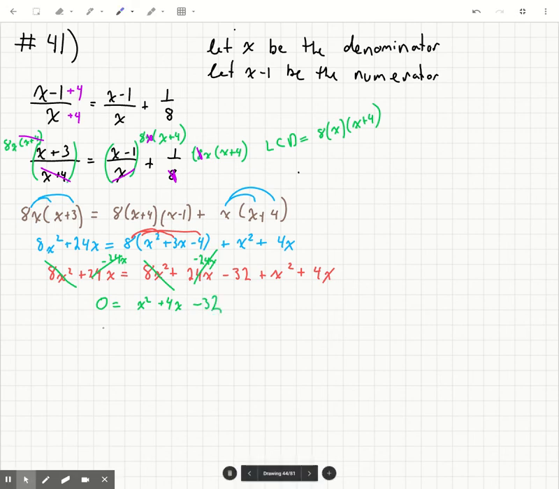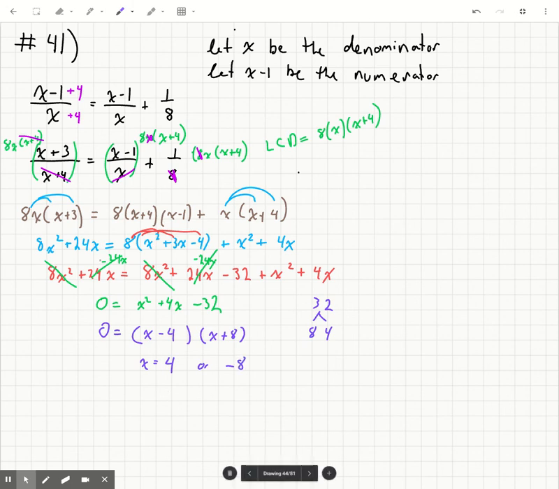So I think I can factor that. So 0 is equal to, we're looking for a product of 32 and a sum of 4. So what are factor pairs for 32? We could look at 8 and 4. I think that will work because if we have negative 4, so x minus 4 and x plus 8. That would tell us that x is equal to 4 or negative 8.